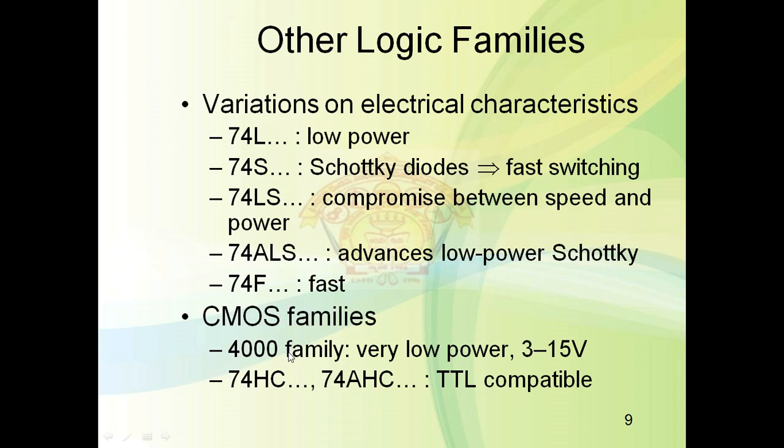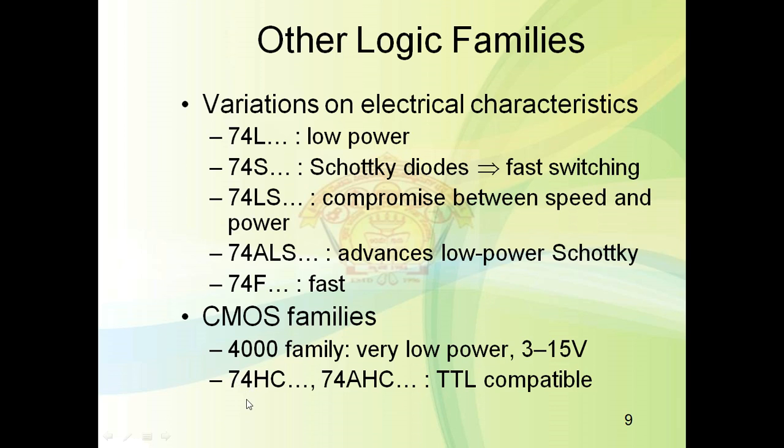CMOS technology started in the early days, in the 1960s, as the 4000 family. It works on a supply from 3 volts to 15 volts, and requires very low power. But the CMOS families were not compatible with the TTL families, and hence they did not grow as expected in the 1970s or 1980s.